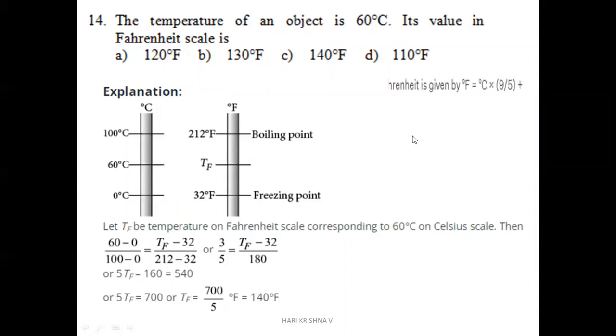Otherwise, we have one more formula, a direct formula. Fahrenheit is equal to Celsius into 9 by 5 plus 32. Here also, if you put in the values, it is a direct formula, derived from the same relation. Fahrenheit is equal to Celsius into 9 by 5 plus 32.